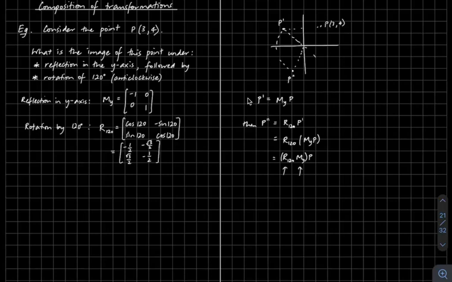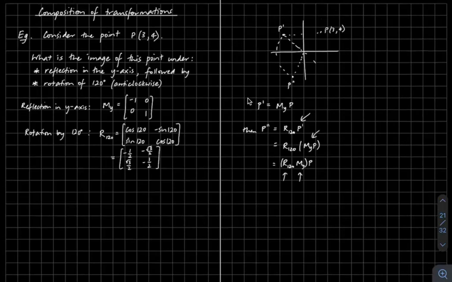And hopefully you can see from the way that I've written it here and done these steps why that is the case. So let's write that in our notes here. So then we can say P double dash is going to be equal to R120 by M_Y by P, and that's since the reflection is first.